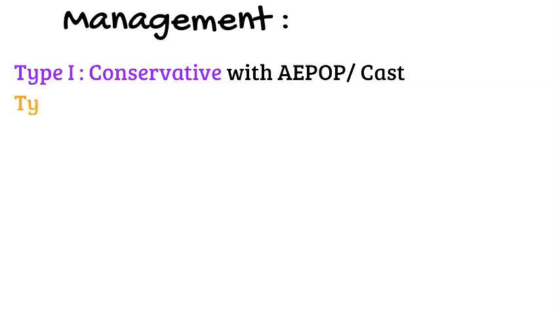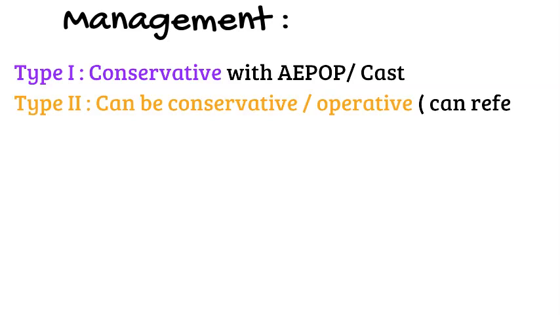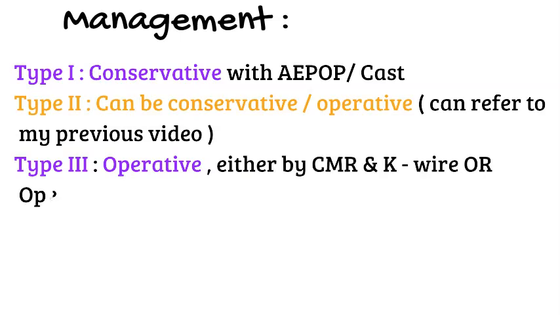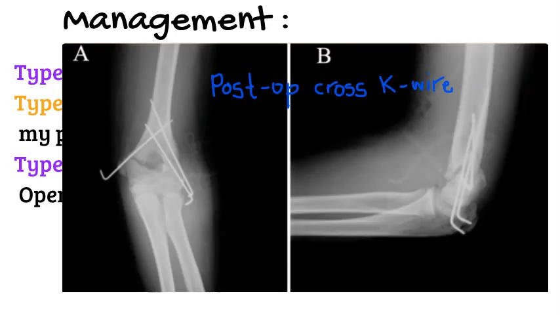Okay, regarding management. Type 1, conservative with above elbow plaster of Paris or cast. Type 2, can be conservative or operative. You can refer to my previous video. Type 3, always operative, either by closed manual reduction and K-wire or open reduction and K-wire. This figure illustrates the post-op cross K-wire check X-ray post-reduction.